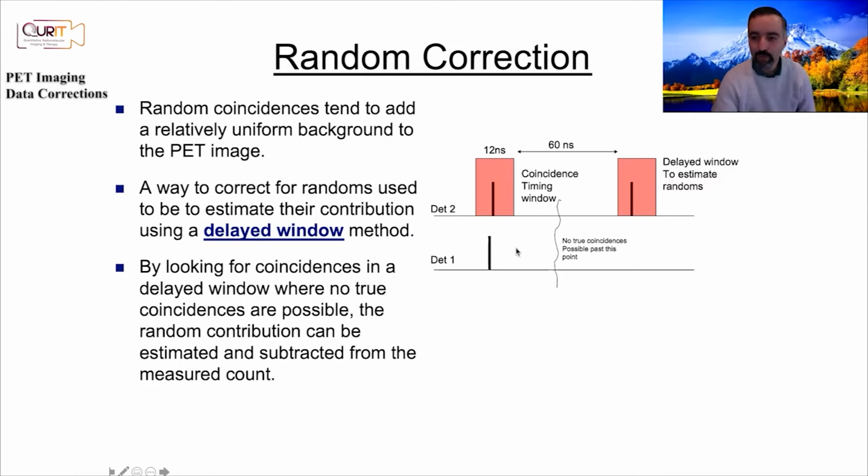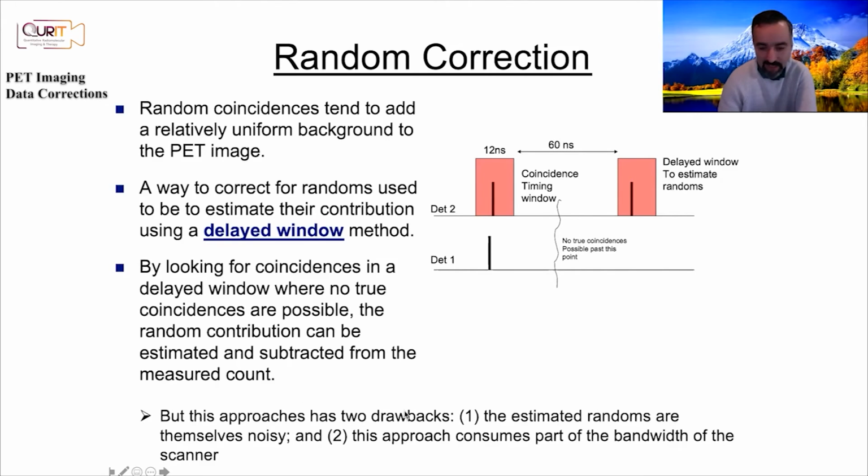So that's a really cool way of estimating the effect of randoms, these things that are happening just because two independent events are arriving at a certain time window. So people added this delayed window concept to estimate those events which are impossible to be true events and therefore they're random events. But this approach has had two drawbacks. First of all, this approach itself gives you another noisy estimate of randoms. It's not smooth. It's really almost like a noisy realization of randoms.